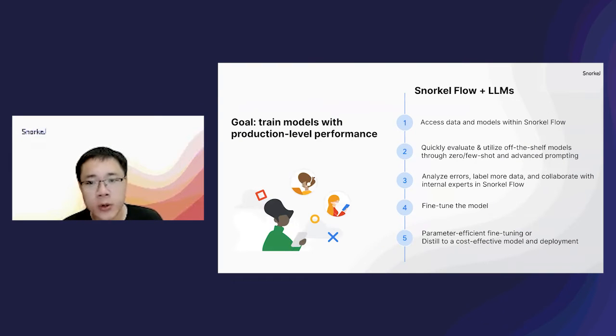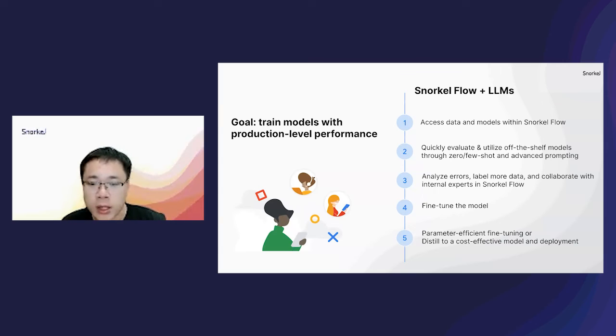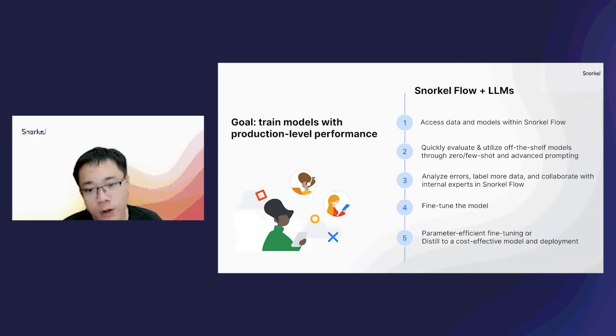So this is the flow using Snorkel Flow plus large language models. First, you can access data and models within Snorkel Flow. Then, using all the off-the-shelf models, we can quickly evaluate them. You can prompt, you can try zero-shot, few-shot, advanced prompting. All of these are very well supported inside Snorkel Flow. Then you can analyze errors, label more data, and collaborate with internal experts inside Snorkel Flow.